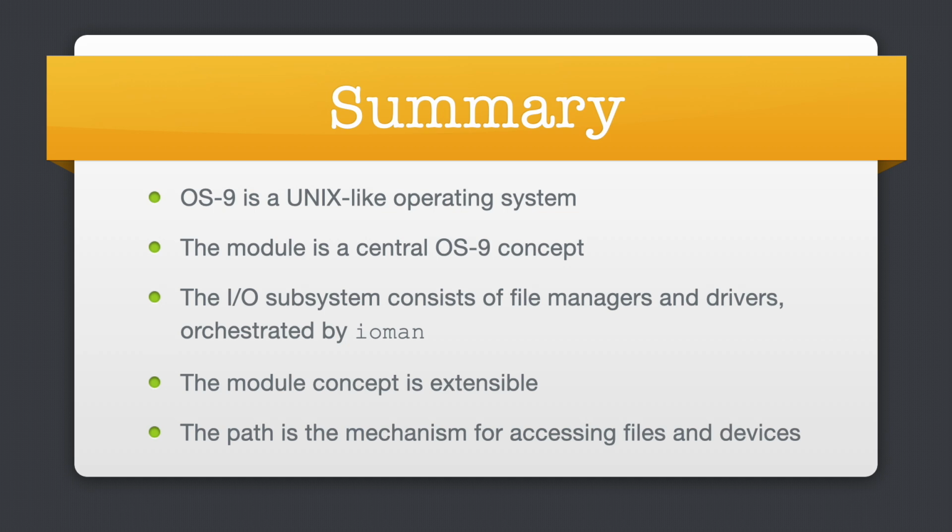In summary, OS9 shares a number of concepts with Unix, but it's its own operating system with its own philosophy. The module is a core concept in OS9 and contains everything from executable code to data. IOMan is the module that is responsible for orchestrating the input and output. It delegates I/O for specific classes of devices to file managers. File managers in turn delegate the interfacing of specific hardware to device drivers, and device descriptors tie file managers and device drivers together. Finally, the path is IOMan's abstraction to access files and devices in a unified manner.